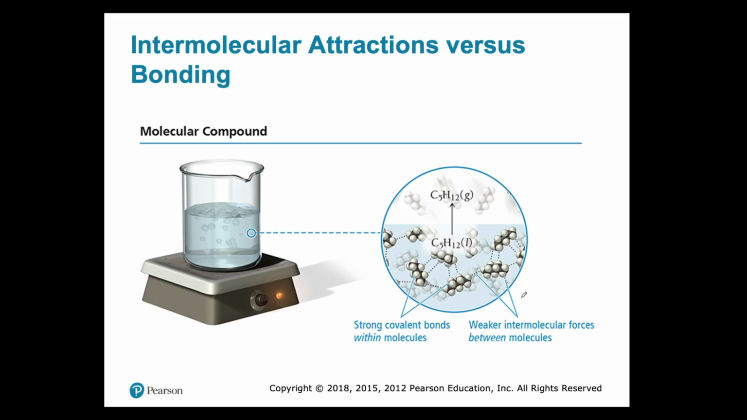So what happens is that if you heat up the flask or the beaker of pentane, you put in enough energy to break these interactions right here, and it doesn't take much. It doesn't take much, and it will evaporate.